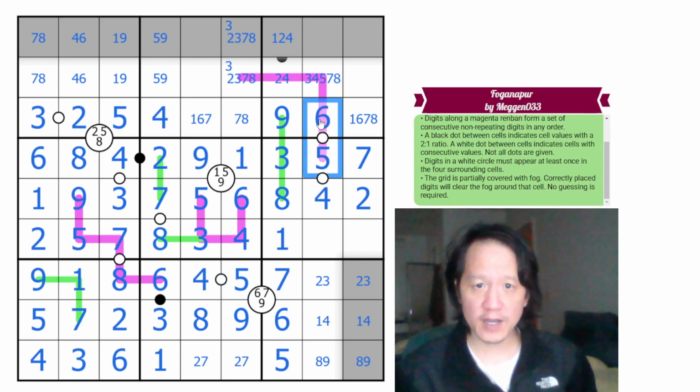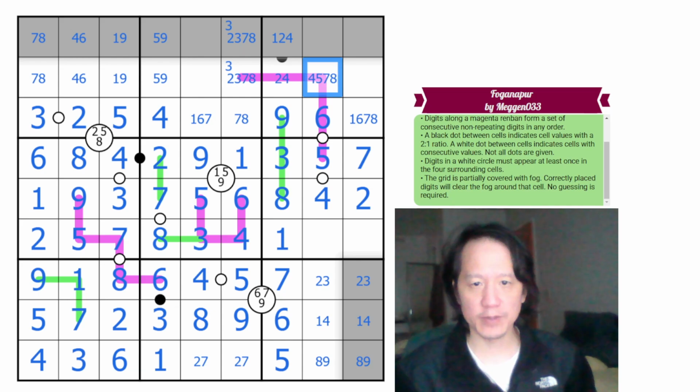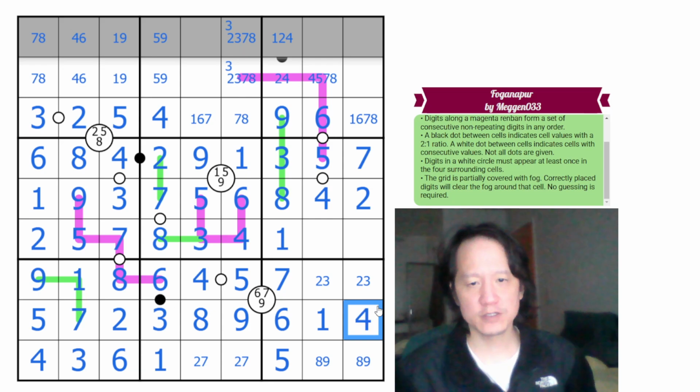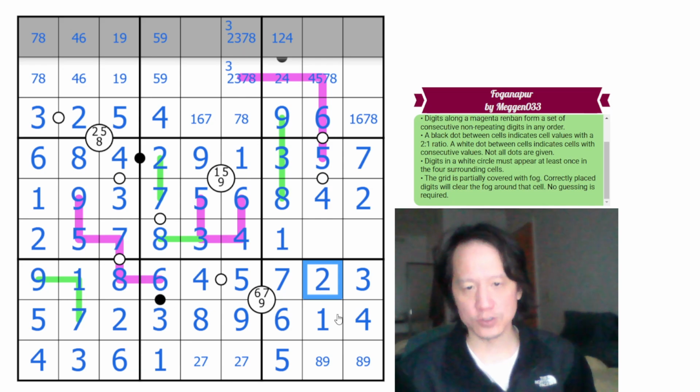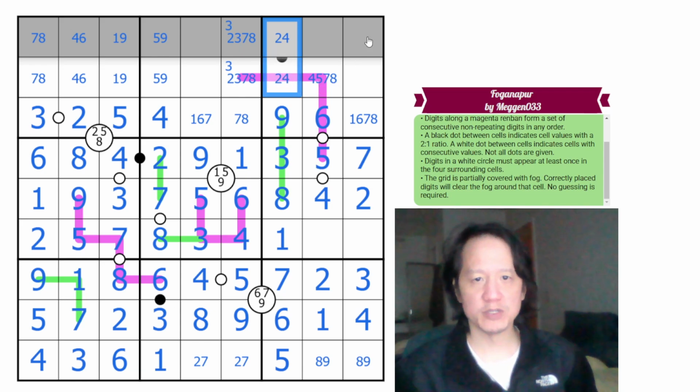So this is 5 and 6, which means 5 can't be here. This can't be 4 anymore, so this must be 1. This can't be 1, so this is 4. No 2. It makes that a 3. This makes that a 2. This can't be 1, therefore this must be a 2, 4, 2, 4 pair, which means 2 and 4 cannot be in the rest of box 3.